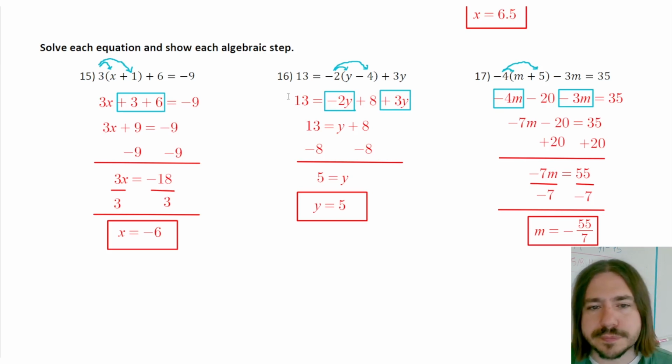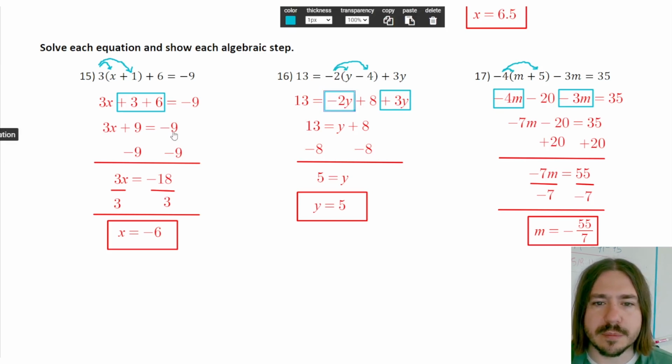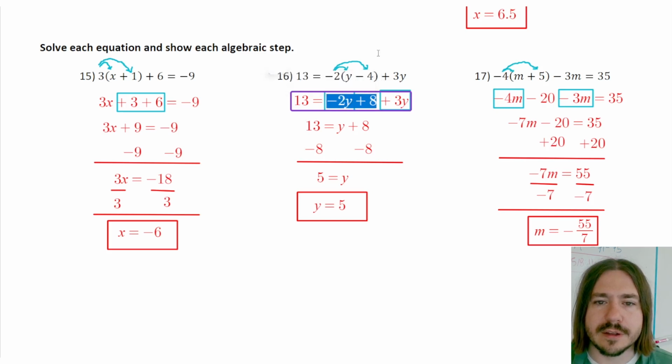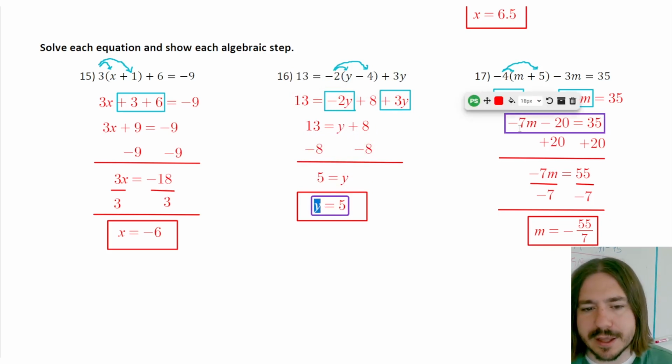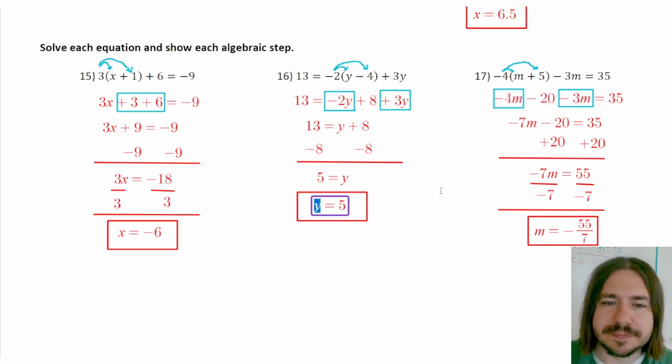Number 16. The first step on all of these is going to be to use the distributive property. So here I'm going to multiply negative 2 by y minus 4, and that gives me negative 2y plus 8 right here. Okay, then I boxed the like terms that I was going to combine just to point them out. Negative 2y plus 3y is going to be 1y. And then if I subtract 8 from both sides, I'm going to get 5 equals y, and I just reverse that around and put the variable first, and get y equals 5.